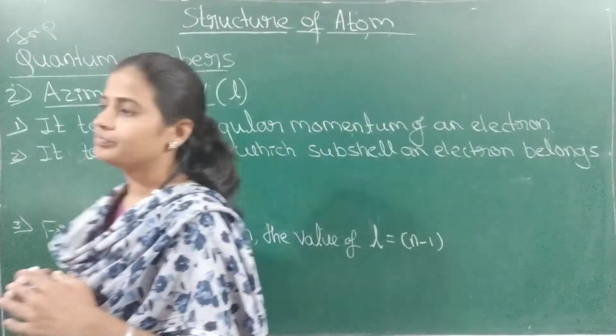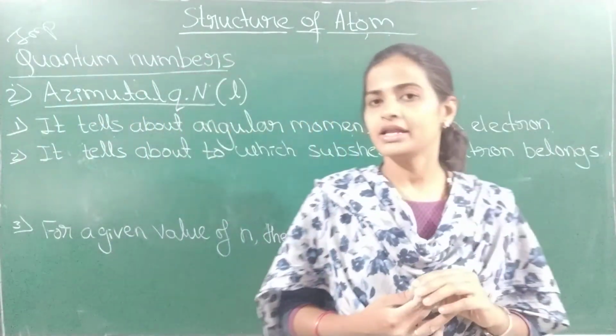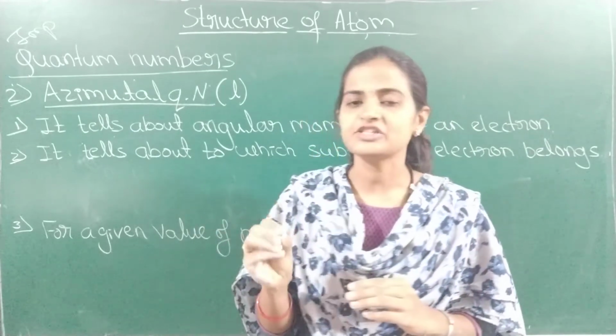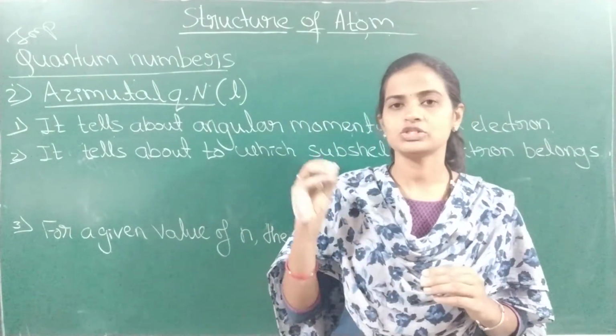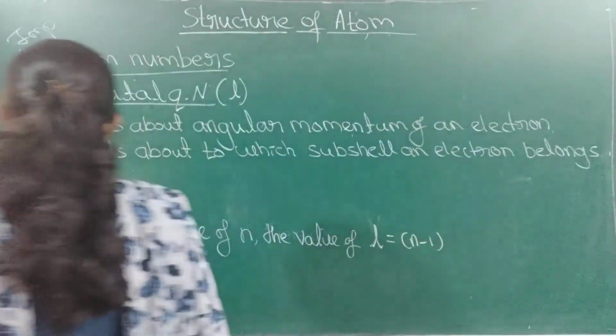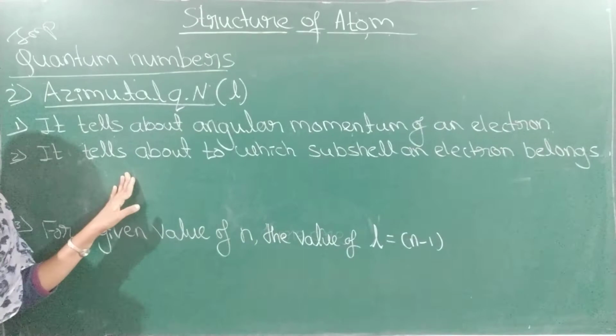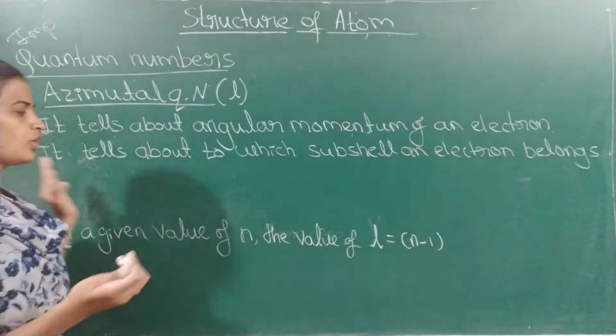Okay, the names of the shells are K, L, M, N, like that, and the names of the subshells are s, p, d, f, in small letters. Those are the notations to denote the subshells. Okay, let's see how to identify to which subshell an electron belongs.